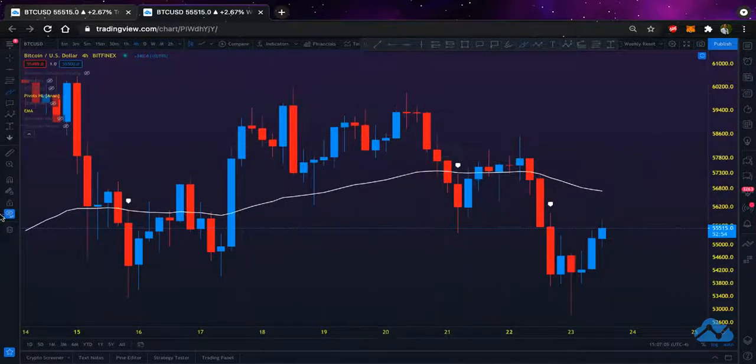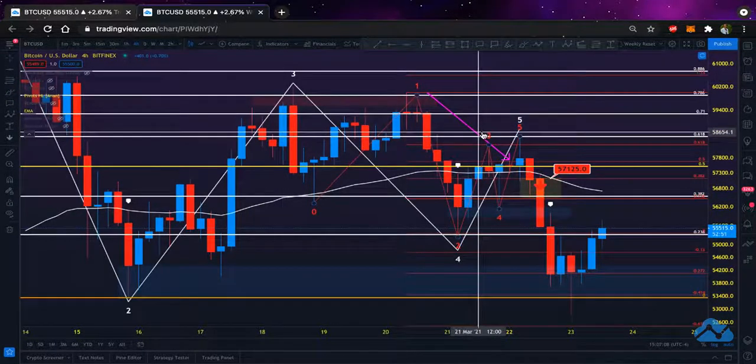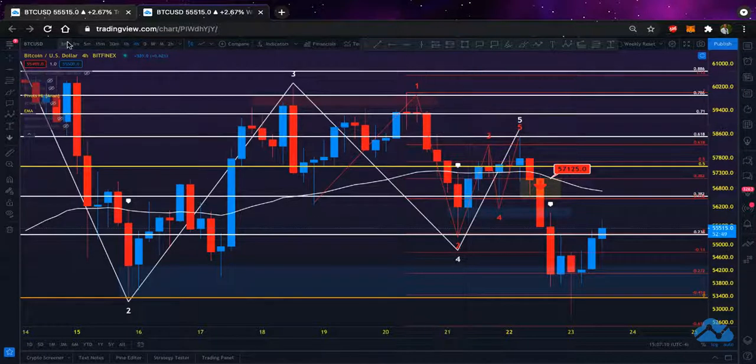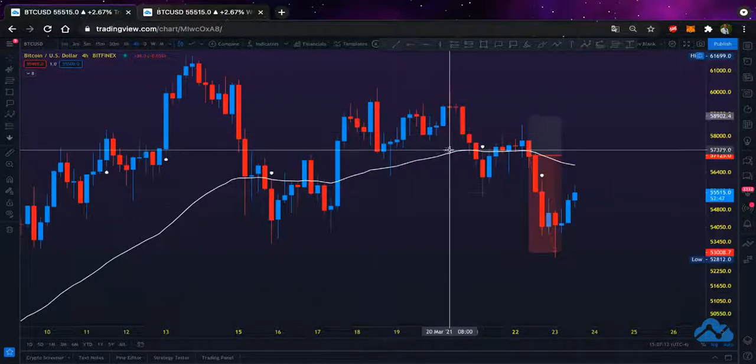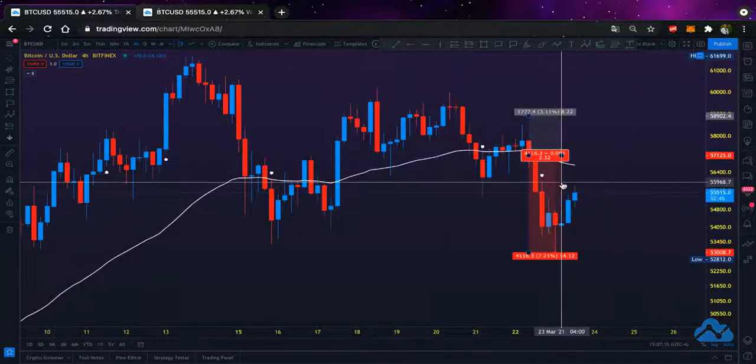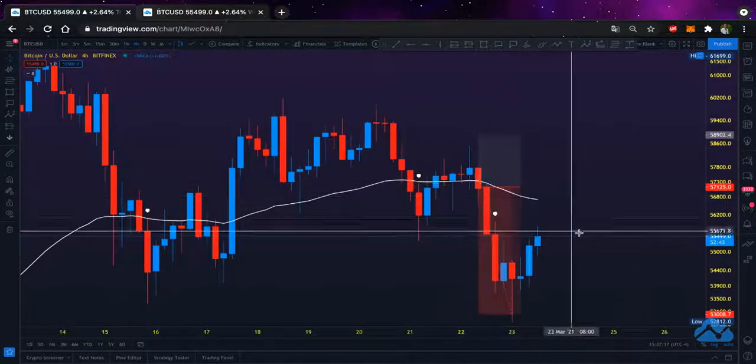So without further ado, that's just kind of an overview of how I was looking at the market. Now I'm going to go over it again, starting from a blank chart, so you can really understand once again how I was able to identify the sell.